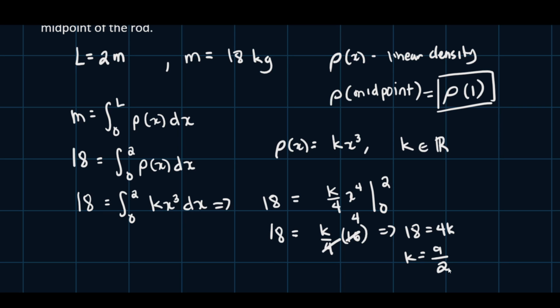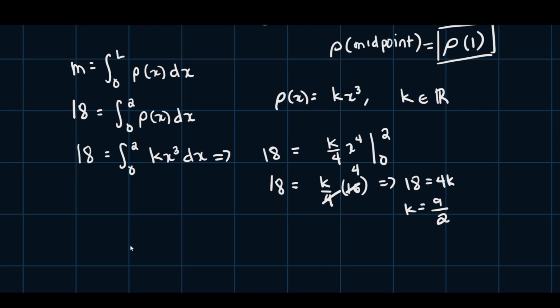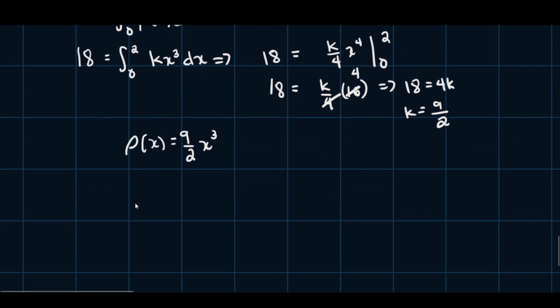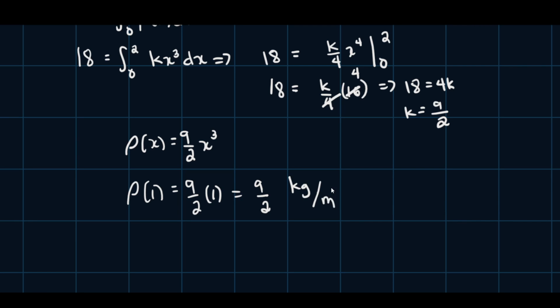Now, we have the value of k. Let's substitute that into our linear density. So the linear density is equal to 9 halves x cubed. And then recall, we wanted to find the density at the midpoint of the rod, which is the same as rho of 1. So rho of 1 is 9 halves times 1 cubed, or 9 halves. And the unit of measure we used is kilograms per meter. So the linear density at the midpoint of the rod is 9 halves kilograms per meter.